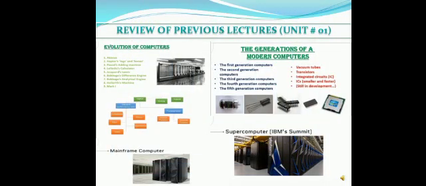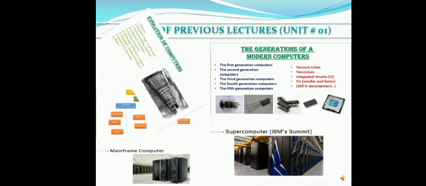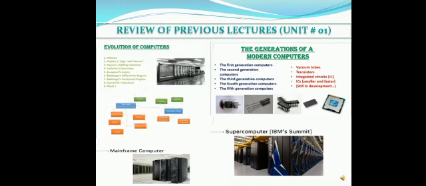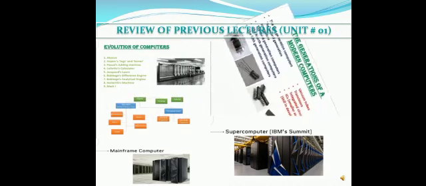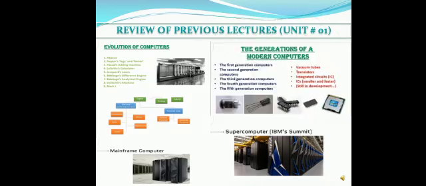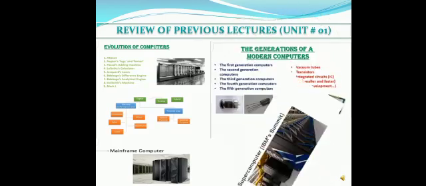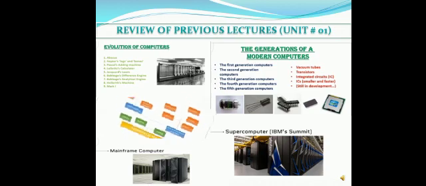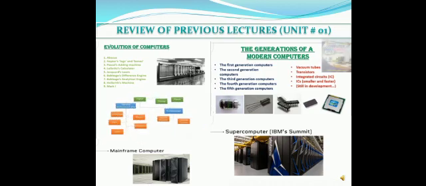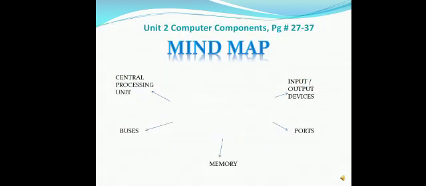Here is the review of previous lectures which you have already studied. Unit number 1 was about computers, the evolution of computers, the generation of computers, supercomputers, types of computers, mainframe computers, data, and digital and analog. Now we start chapter number 2, computer components.